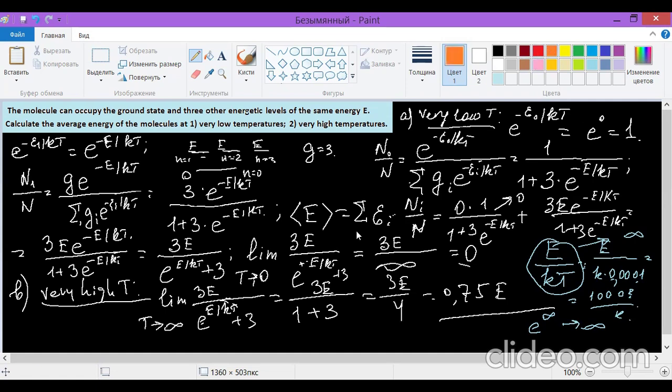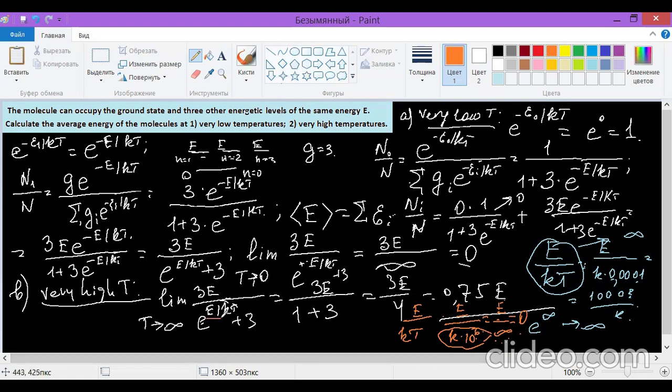But in this case, again, it's E over kT. When T goes to infinity, let's take a very big number, for example, a million, 10 raised to the sixth. But it is in the denominator. This number gets very high, and finally, in the limit, it goes to positive infinity. But this infinity is in the denominator, which means that when we divide some constant by infinity, we got a very small number. In the limit, it is equal to 0, right?